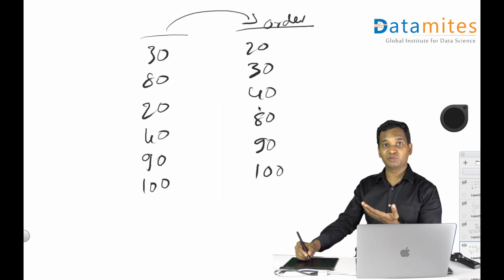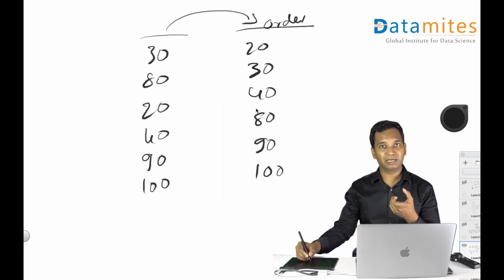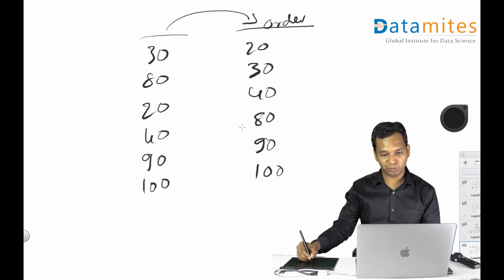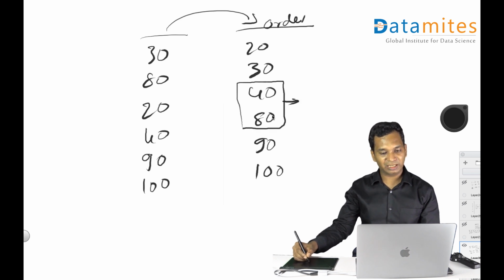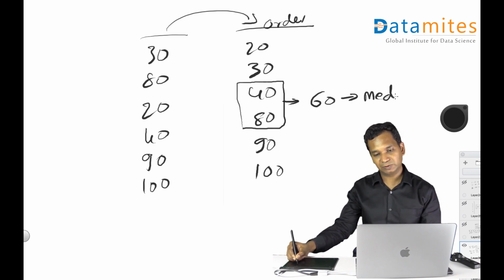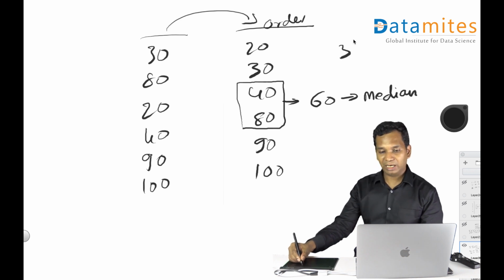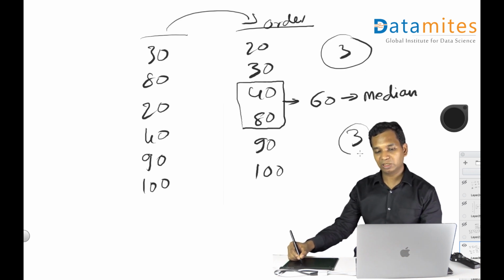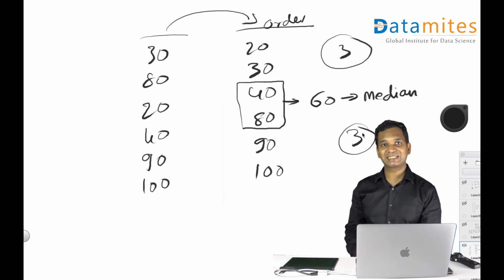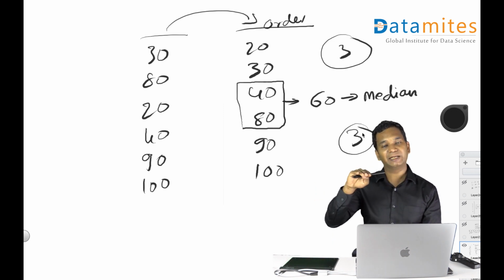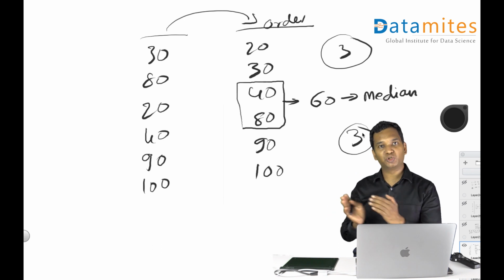So it's an even number of values, so there is no single middle number. Actually, we have two middle numbers. These are the two middle numbers. We simply take an average of them. So 40 and 80, the average would be 60. 60 is the median. What does it mean? There are three people under 60 and three people over 60. So 60 is the middle value, which divides the data into two equal parts.